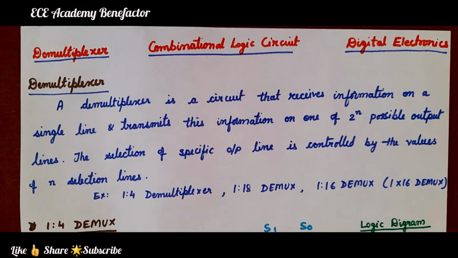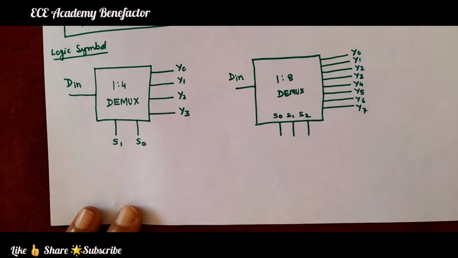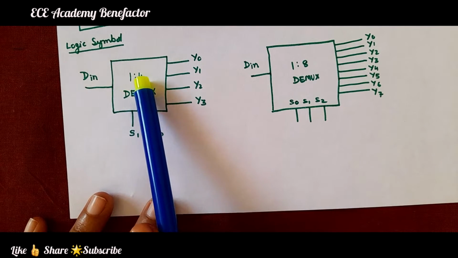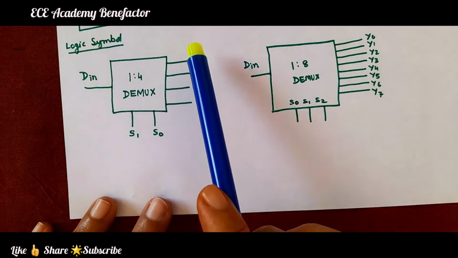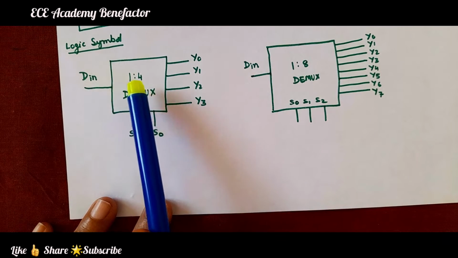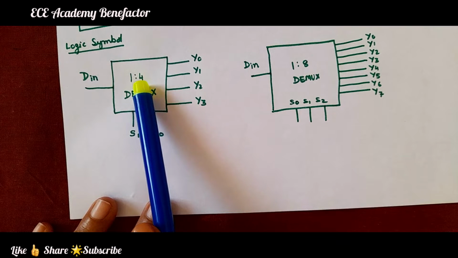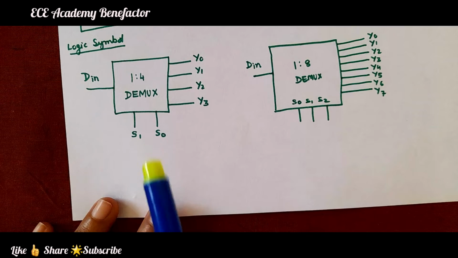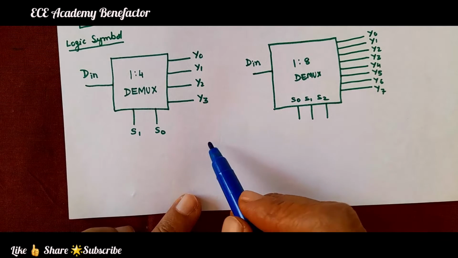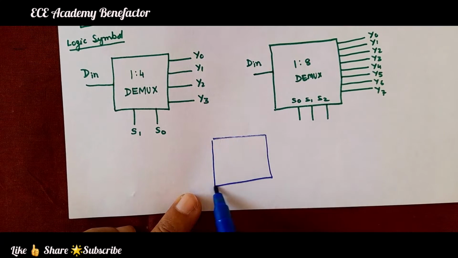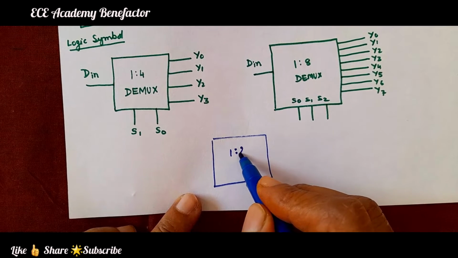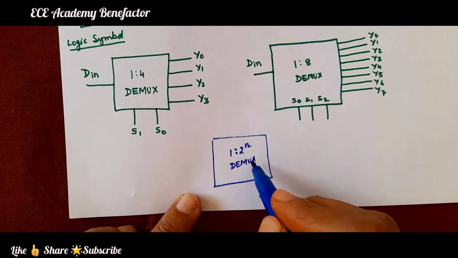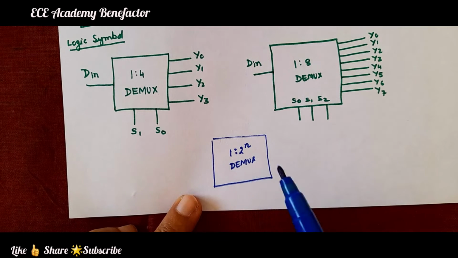Okay, so we can see here, suppose if you are drawing 1:4 demultiplexer. 1:4 demultiplexer means 1 input, 4 outputs. 4 is 2 to the power 2, so 2 selection lines. So how can we draw for 1:2 to the power n demux? Demux is a short form of demultiplexer.